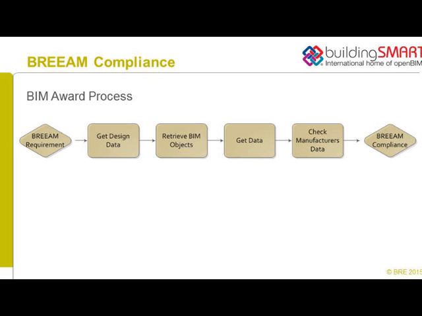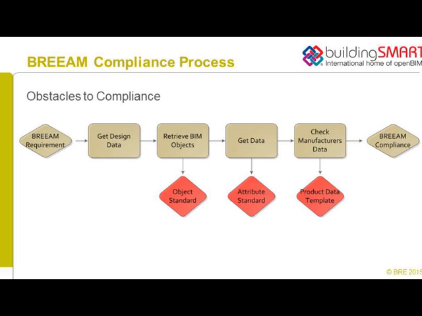But to do that, you need an object standard, because I need to make sure that the objects I'm getting are the objects I'm after. You need an attribute standard, so parameters in Revit terms. And then you need a product data template standard to make sure that the information you're getting from the manufacturer ties to that. Okay, then I can award my BREEAM or Eco Homes point.